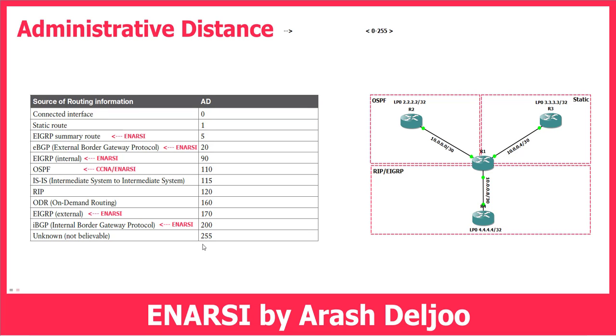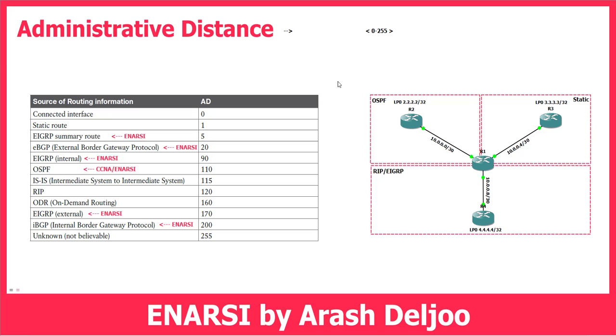Also, if we don't want to use one source of routing information, we can configure the administrative distance of that source to 255, the highest value. And when one routing information source has the administrative distance of 255, it means that this route should not be used, and this is not believable, okay? This is an unknown route. Because of that, if one source of routing information has the AD of 255, this means that route cannot be used in the routing table.